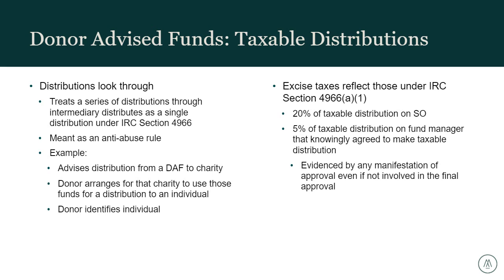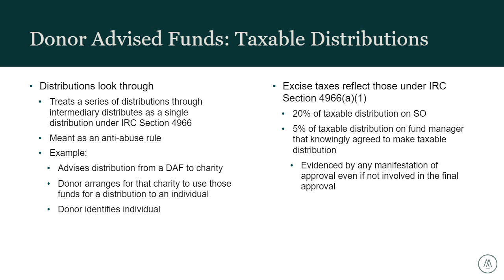An example of this would be if an advisor advises a sponsoring organization to make a distribution from a DAF to a charity, and then the donor arranges with that charity to give the funds to a recommended individual. An advisor cannot advise a DAF to give to a specific individual. And putting the public charity in between doesn't get around that restriction either. So there's essentially a look through that gets done.